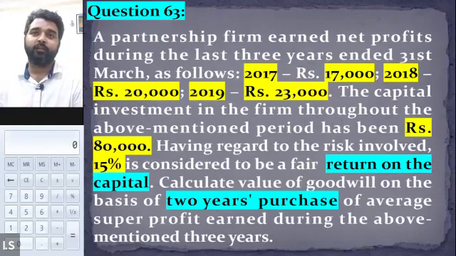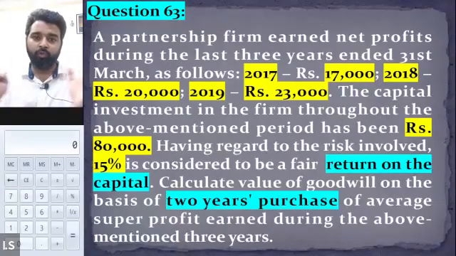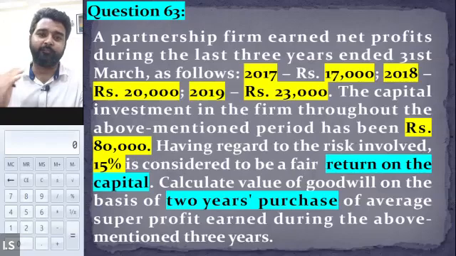Instead, the profit of the last 3 years is given to us. So in this question, we need to find out the average profit of the business from the last 3 years' information. In the year 2017, the profit was 17,000, then 20,000, then 23,000. So how will we find out the average profit? By adding all these profits and then dividing by 3, we will find out the average profit of the firm. Got it?